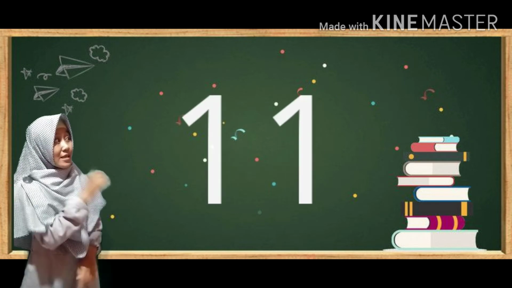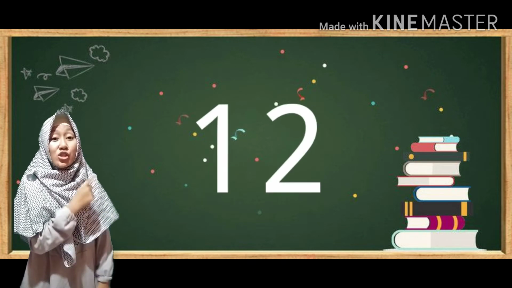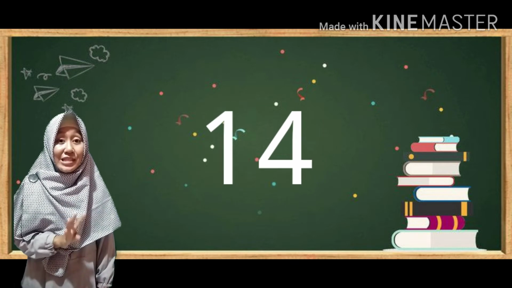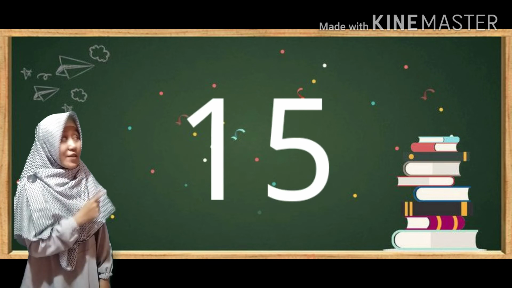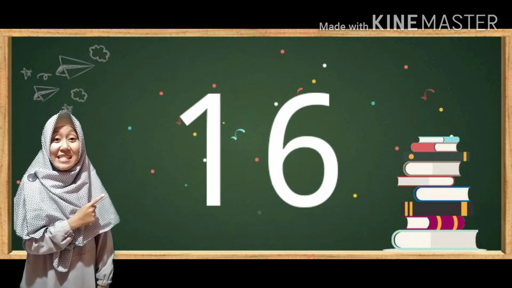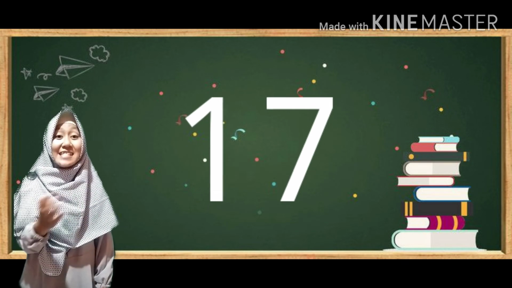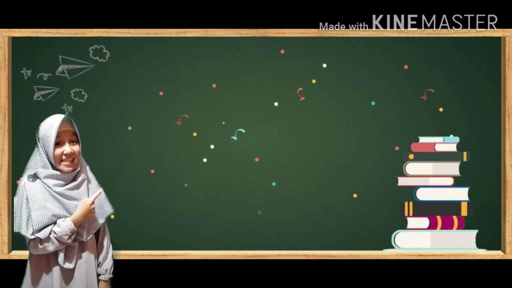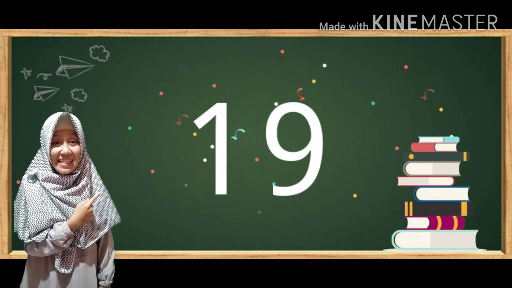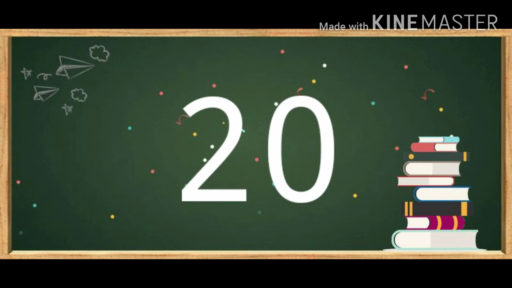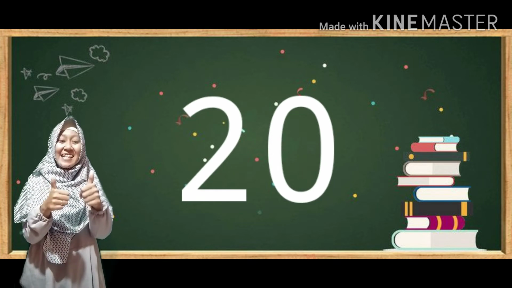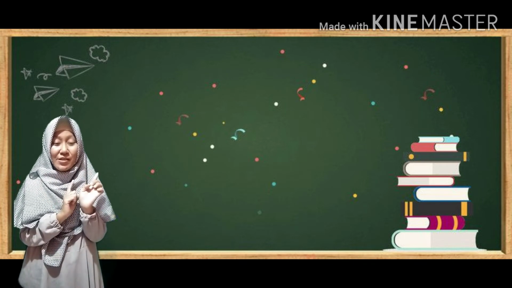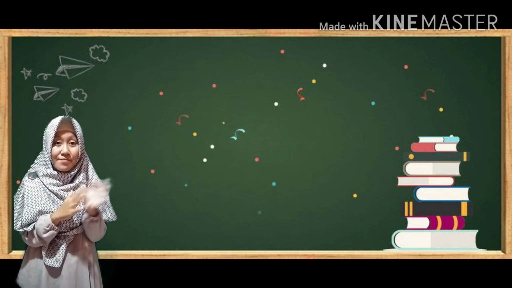Next, 11, 12, 13, 14, 15, 16, 17, 18, 19, 20. Who has known? Who already knows about numbers, from number 1 until 20?